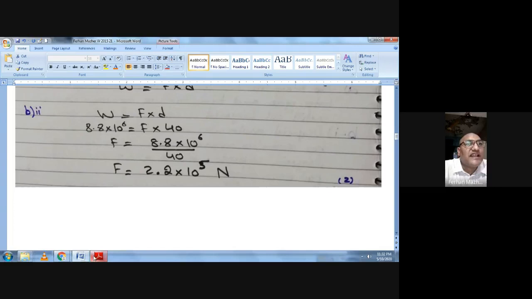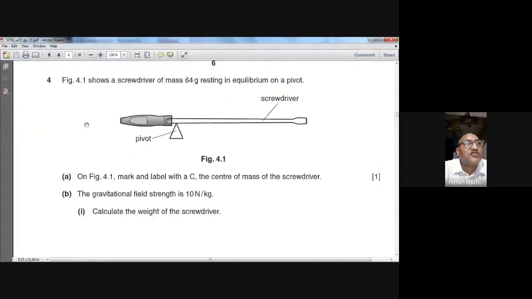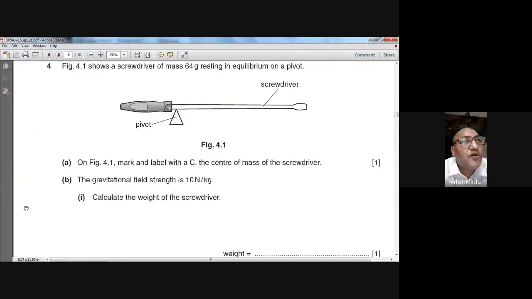Okay, let's move to the next question. Question number 4 is on your screen. Figure 4.1 shows a screwdriver of mass 64 gram resting in equilibrium on a pivot. On figure 4.1, mark and label with a C the center of mass of the screwdriver.